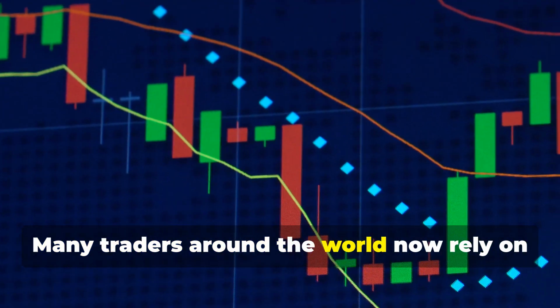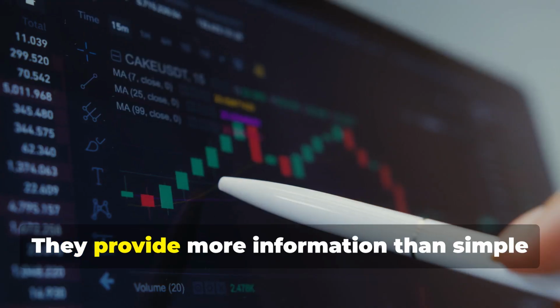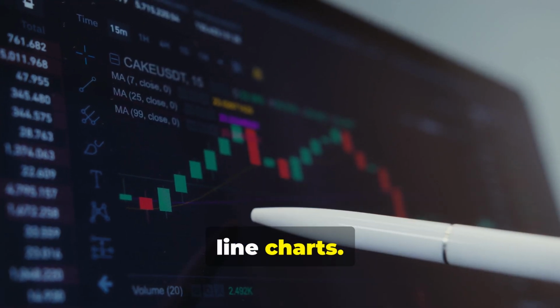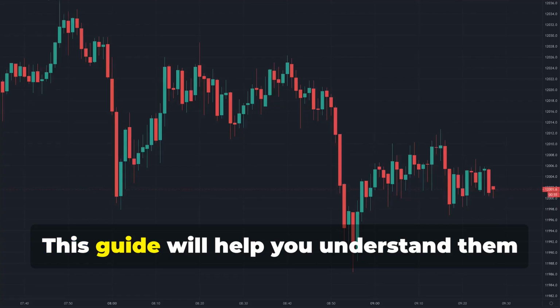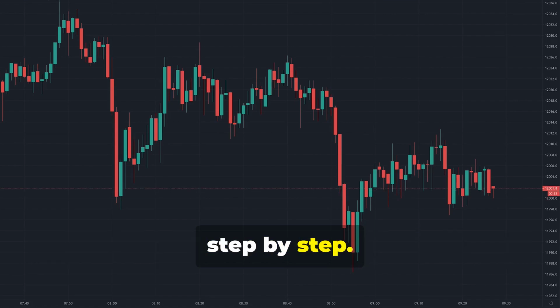Many traders around the world now rely on these charts. They provide more information than simple line charts. Learning to read them can give you a real edge in the markets. This guide will help you understand them step by step.